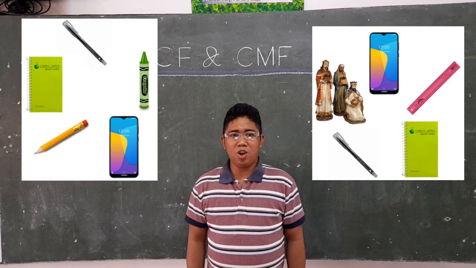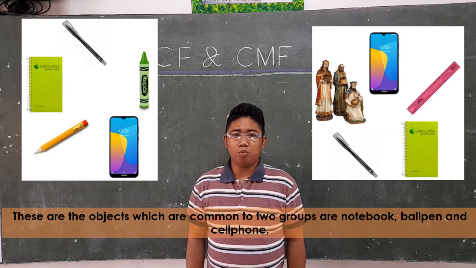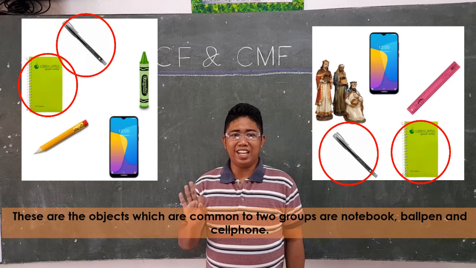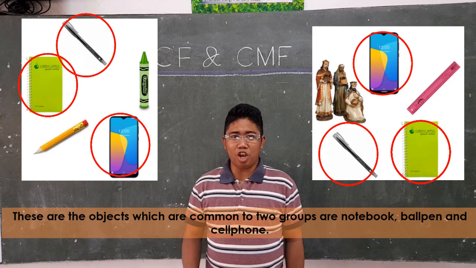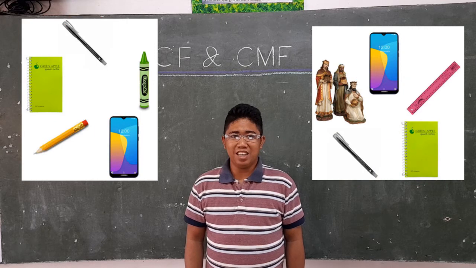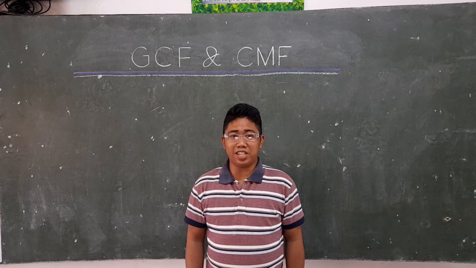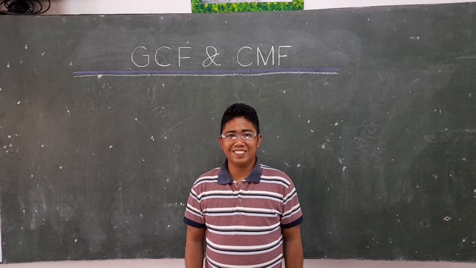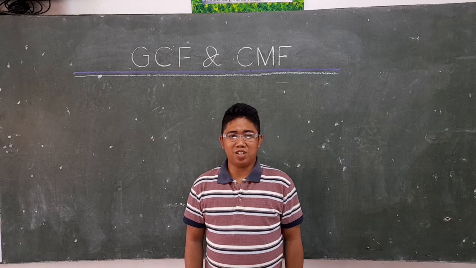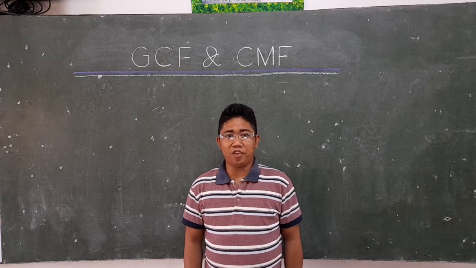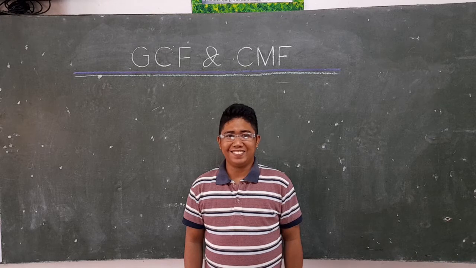Right. So, the objects which are common to both groups are notebook, ball pen, and cell phone. These are the three objects that are common to both groups. Students, is it easy to determine objects which are common to each group? Of course, yes. So, let's relate and connect this with our lesson for this video tutorial.